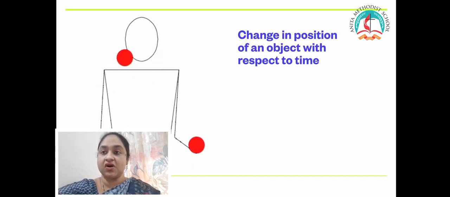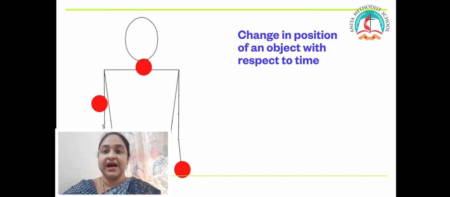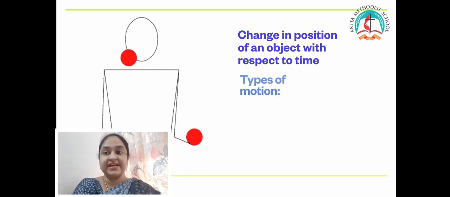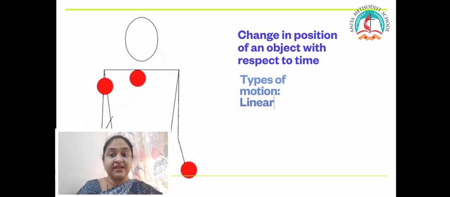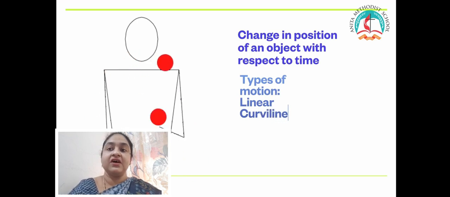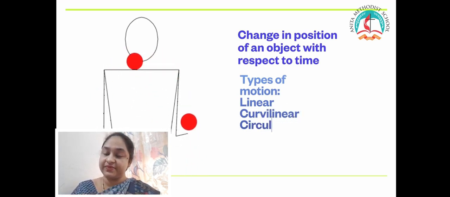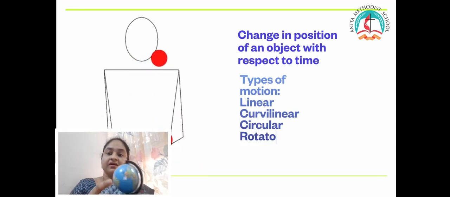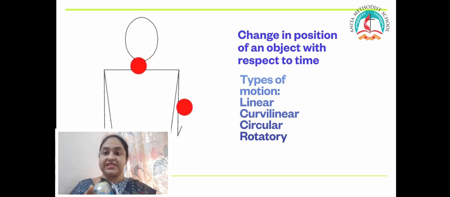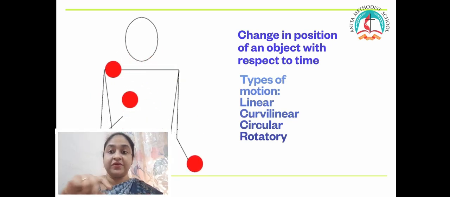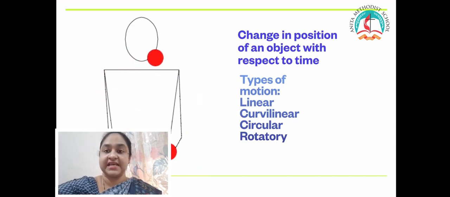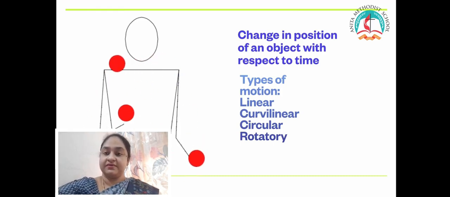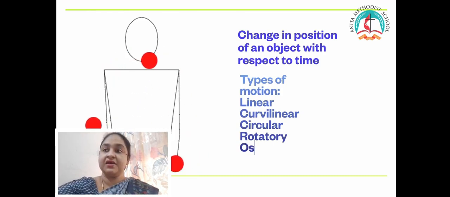And the different types of motion that we learnt now are linear motion, curvilinear motion, yes, the throwing of a ball, then circular motion, then we have rotatory motion. Rotatory motion is when something rotates on its axis. It can be the earth rotating on its axis, or a top that you play, which rotates on its axis. We then have oscillatory motion, which moves back and forth.